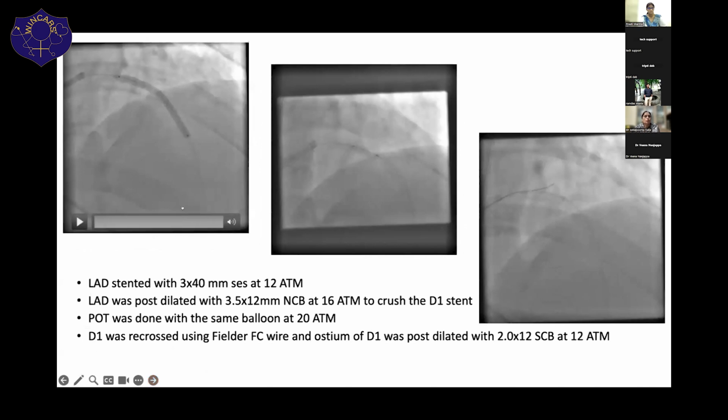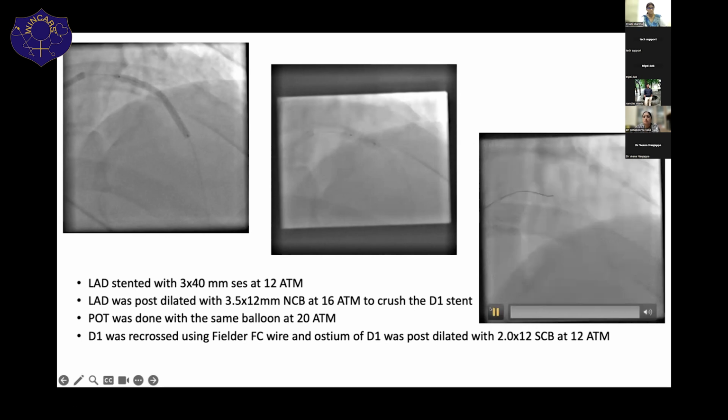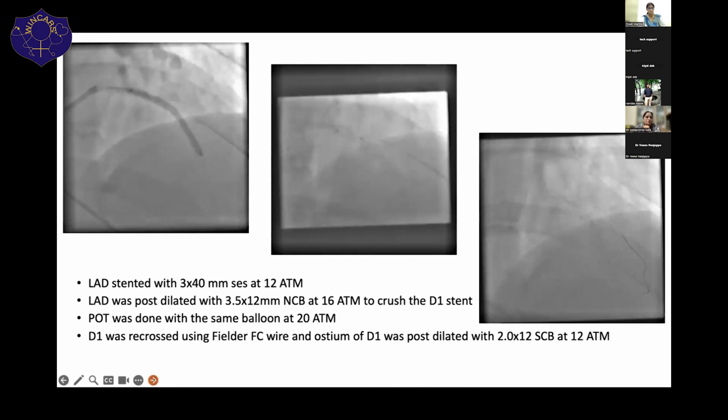This is the deployment of the LAD stent at 12 atmospheres. Then I did POT with a 3.5 by 12 NC balloon at 16 atmospheres at the crushed diagonal stent. Then I recrossed the diagonal with a Fielder FC wire, because for recrossing, Fielders are really good, or Cross 200 usually, but luckily I could cross it with the Fielder FC wire.